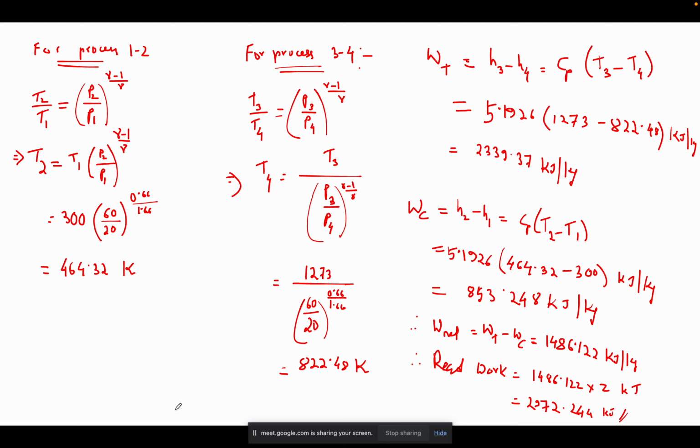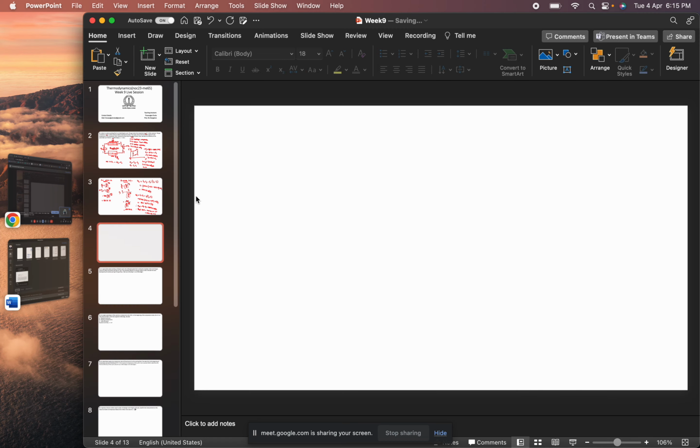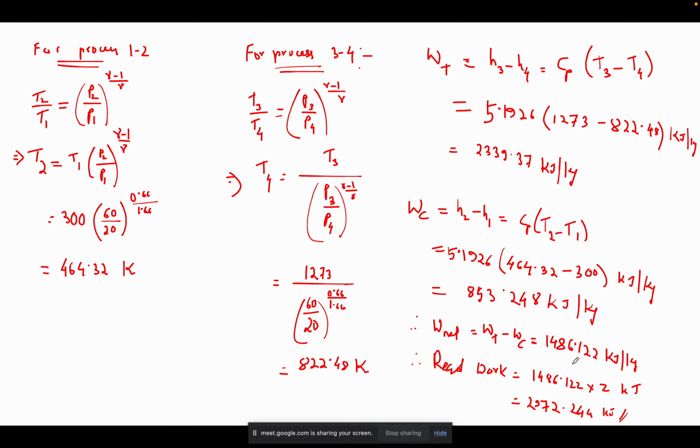Now in the second part we just have to calculate the efficiency. We already know that efficiency eta is equal to output by input. What is output? Output is nothing but W net, and input is Q1. We have already calculated W net, we will do it per kg, so it is 1486.122.